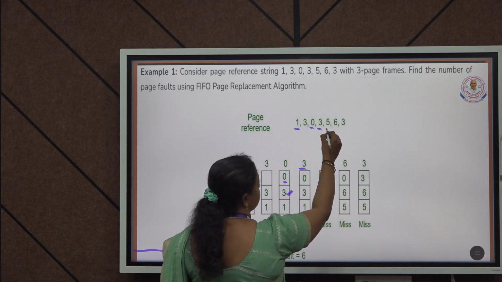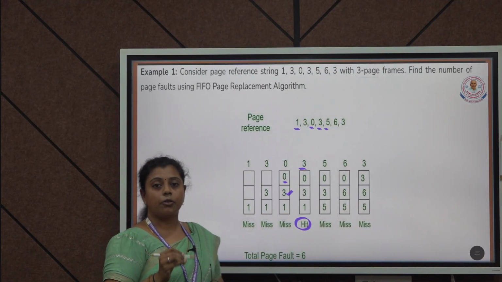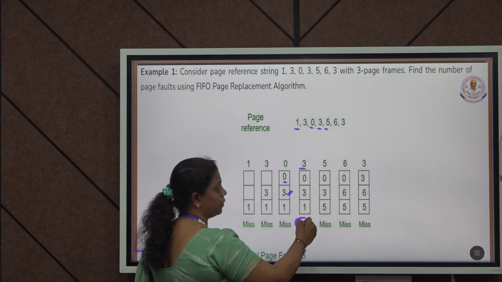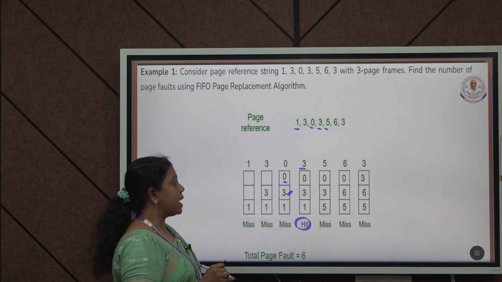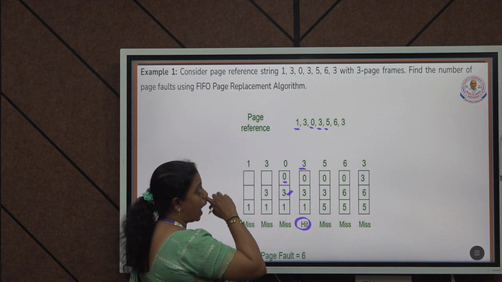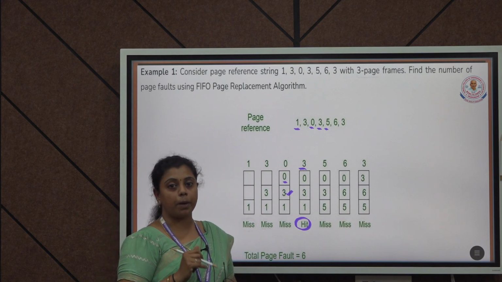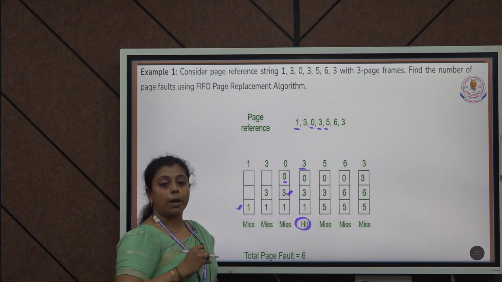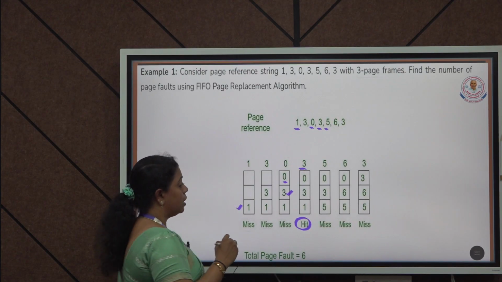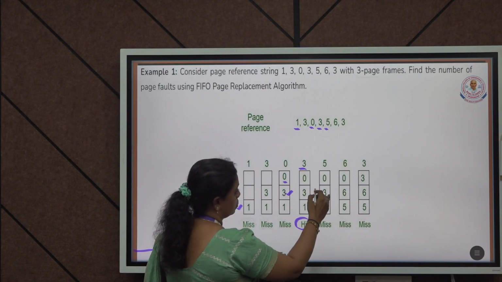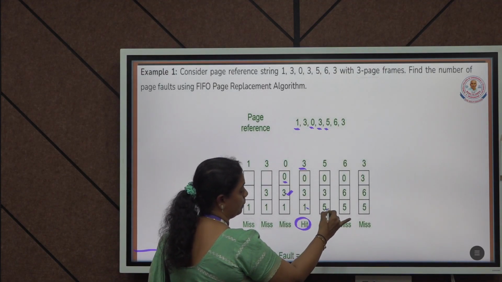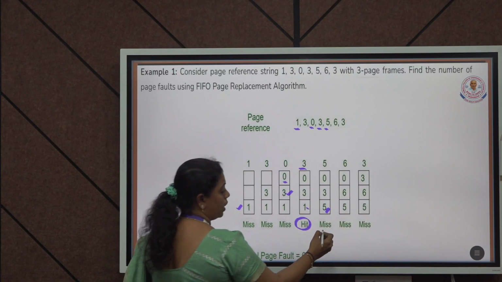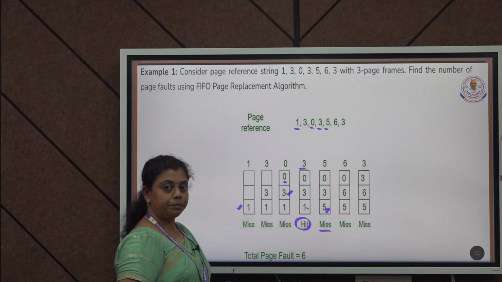The next number is 5. Check whether 5 is present in the page frame or not. 5 is not present in the frame, so I am going to replace a frame with this 5. According to the first in first out page replacement algorithm, the first inserted is 1, so instead of 1, I am going to replace it with 5. The remaining numbers we can keep as they are. So it is called a page fault.